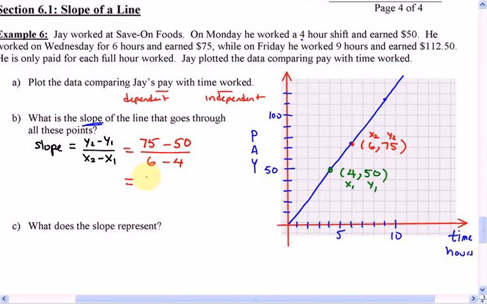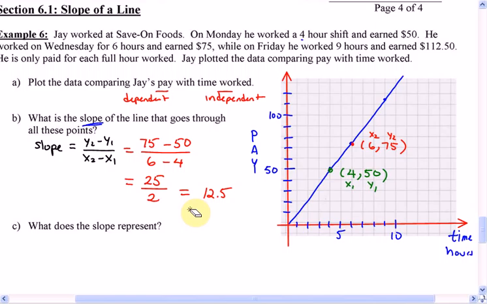75 take away 50 is 25. 6 take away 4 is 2. So what's the slope here? What's 25 divided by 2 as a decimal? 12.5. Good. Now, I don't need that dollar sign, but 12.5. That's the slope.